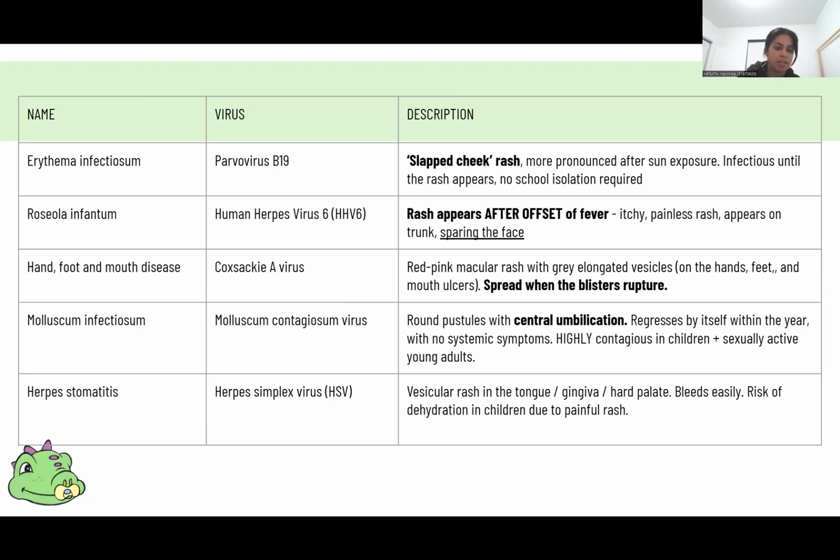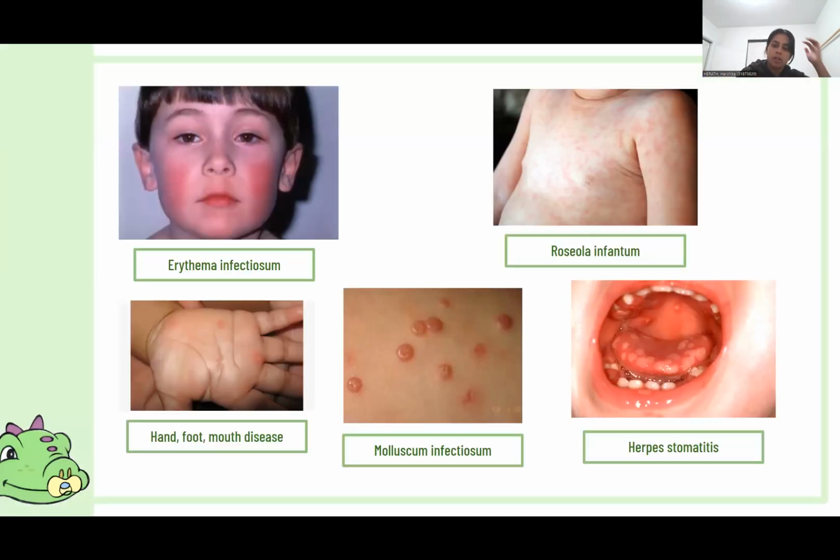And then herpes stomatitis is just HSV in the mouth. This will often present in younger children who aren't able to verbalize yet, and they'll just be brought into ED or the GP because they're not eating and drinking very much, and you have a look in the mouth and they've got vesicles everywhere. Cool. These are pictures of each of those.